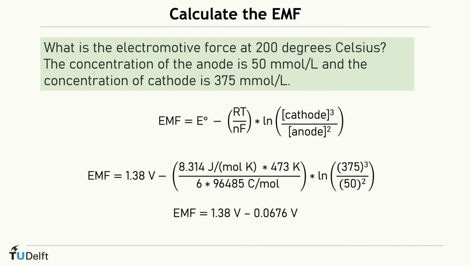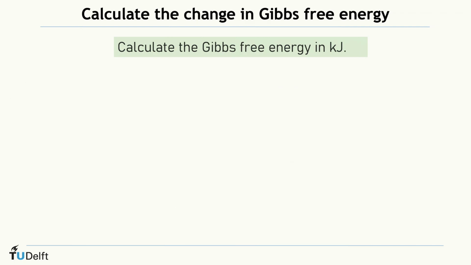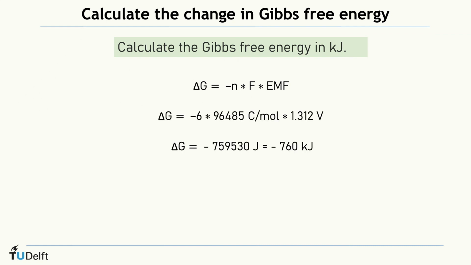Now, we will look at the last topic. You learned in this unit the change in Gibbs free energy. The following formula you know for Gibbs free energy in galvanic cells. For this, we need the Faraday constant, the amount of electrons transferred, and the EMF, which we just calculated. Filling this in gives a Gibbs free energy of -760 kilojoules.